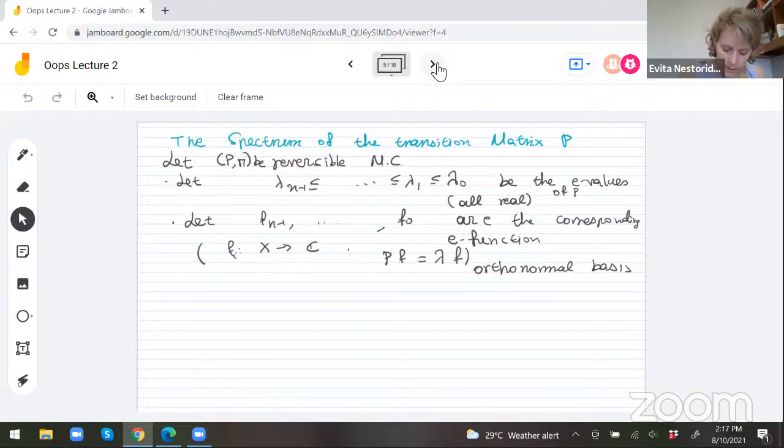Okay, so let's say a few things about these. The first thing that we can say is that all these eigenvalues are between 1 and minus 1. In fact, the first one is always equal to 1.